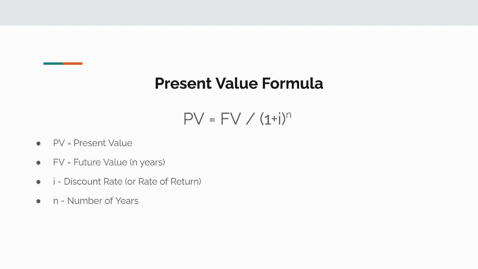The present value formula states that the present value is equal to the future value in n years on the numerator divided by 1 plus the discount rate, also called the rate of return, to the power of the number of years. That gives you your present value. So here we have the future value in n years on the numerator and 1 plus the discount rate to the power of the number of years on the denominator.